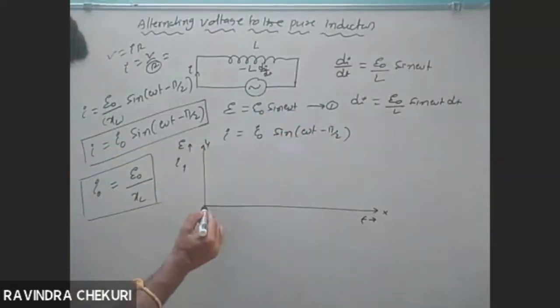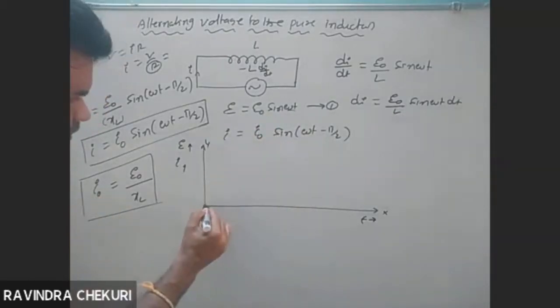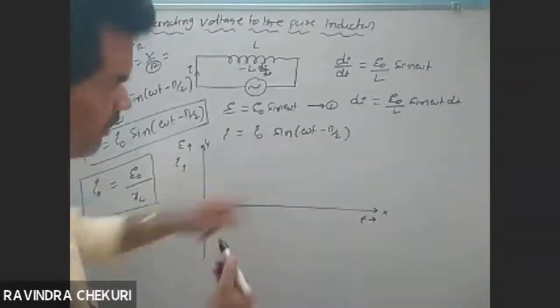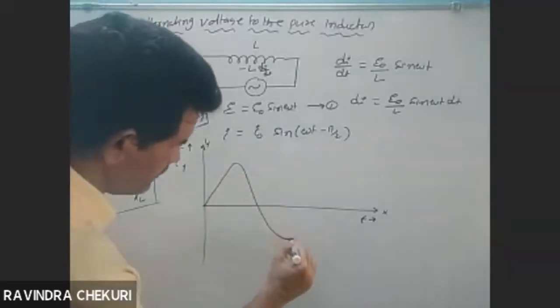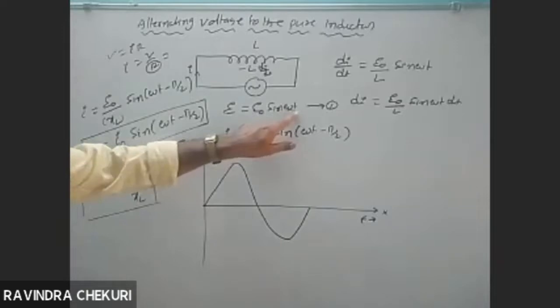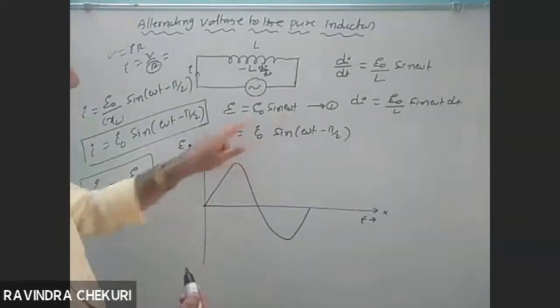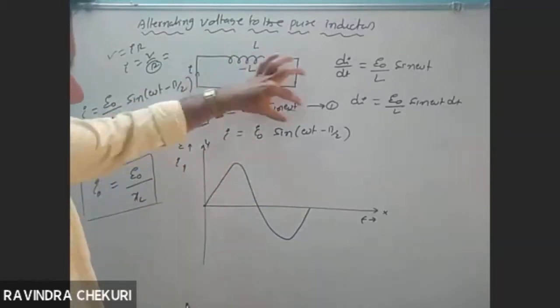So at t equal to 0, EMF is 0. This is the applied EMF graph. At t equal to 0, EMF is 0. At t equal to T by 4, EMF is maximum. At t equal to T by 2, EMF is 0. This we already discussed.